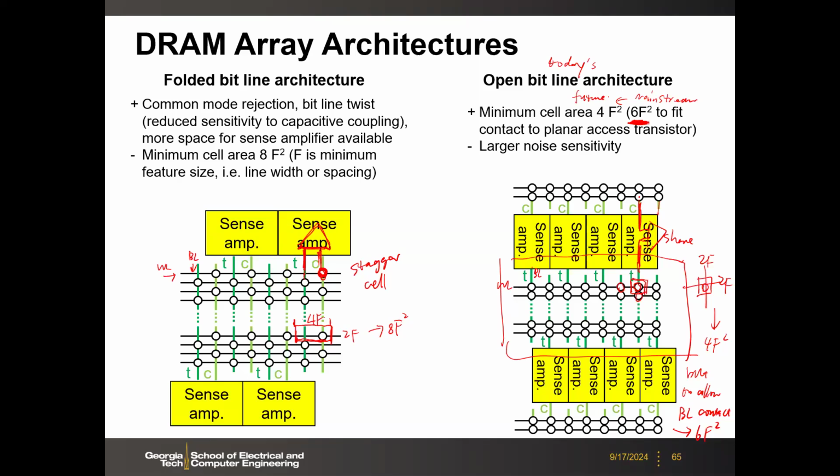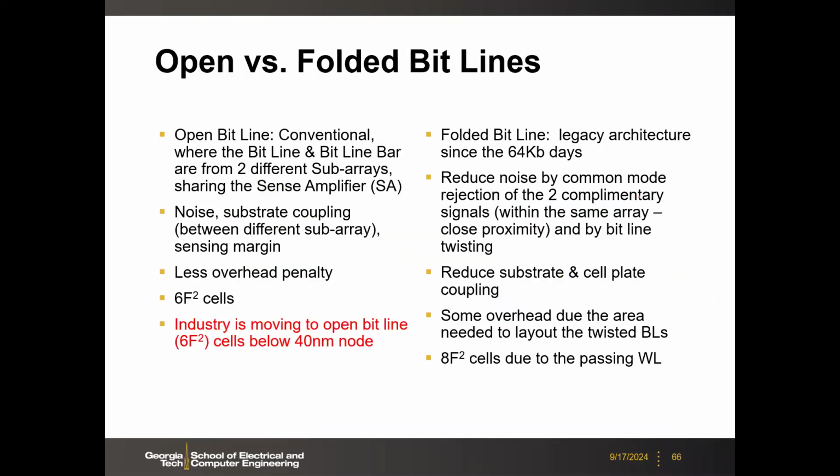Okay, then let's show some real layouts. So here, this is just a summary. I will skip that. I already talked about the differences between the open versus the folded bitline architecture. And I said industry uses a 6F square cell below the 14 nanometer node. Okay.